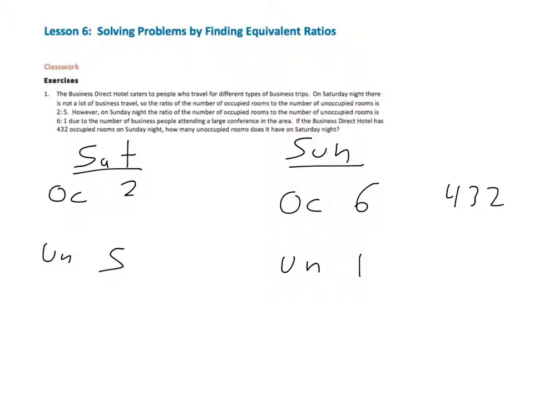But we can use what we know on Sunday to figure out the total number of rooms. And that's not going to change. A hotel doesn't change its number of rooms from Saturday to Sunday. So once we figure out the total number of rooms, we can use our ratio to figure that out. So we know that on Sunday the ratio is 6 occupied rooms to 1 unoccupied room.